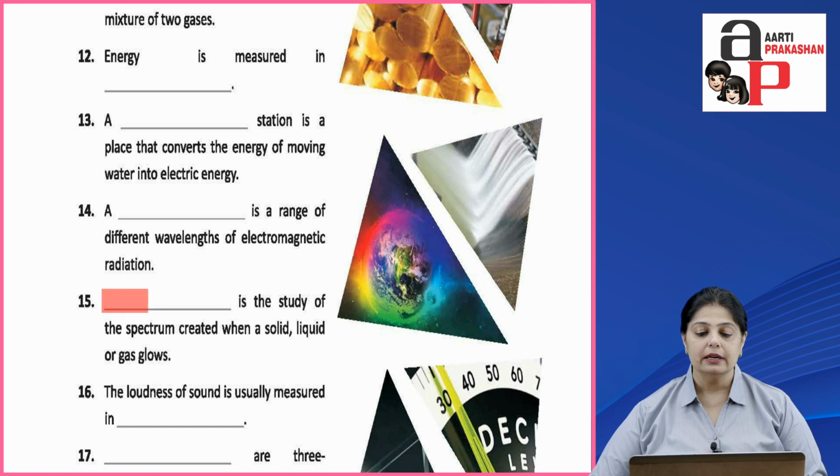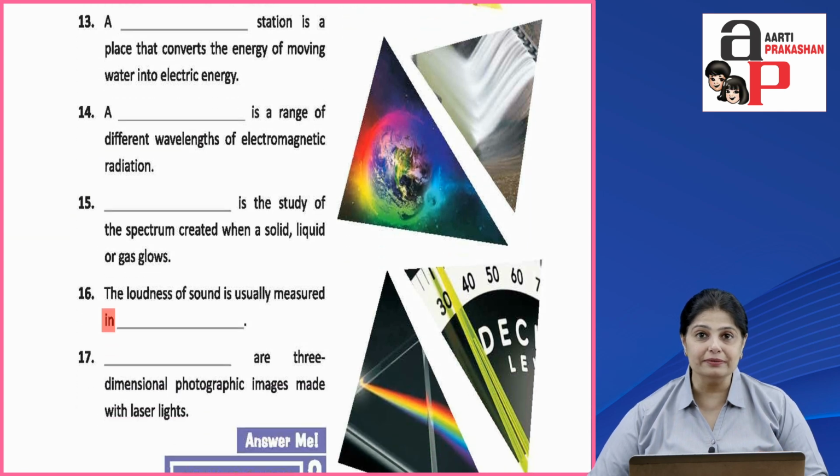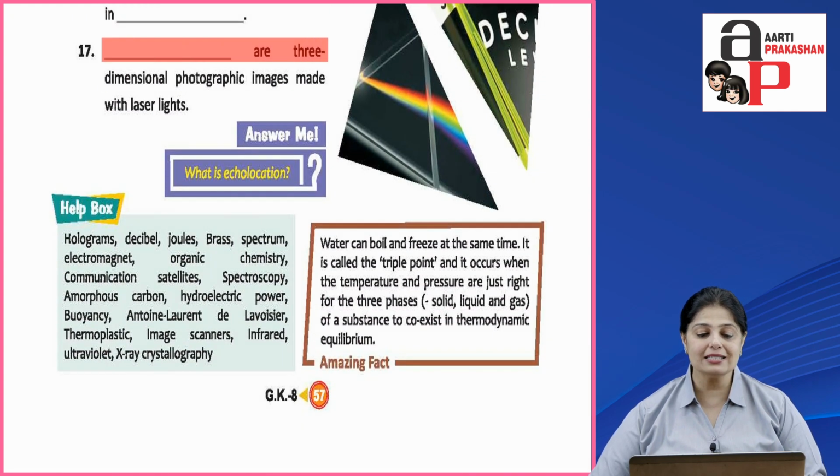Okay. Dash is the study of spectrum created when a solid, liquid or gas glows. It is known as the spectroscopy. Okay. Now, the loudness of sound is usually measured in decibels. Okay. Now, dash are three-dimensional photographic images made with laser lights. They are holograms. Nowadays, if you see, you find these holograms quite common.